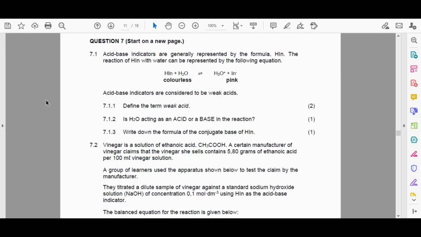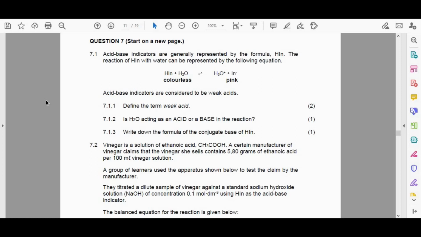Acid-base indicators are generally represented by the formula given there. The reaction with water can be represented by the following equations. So the indicator that reacts with the H2O gives us the hydronium ion, with the indicator that gives us a colorless first, and then we get pink after. This says acid-base indicators are considered to be weak acids. Define the term weak acid.